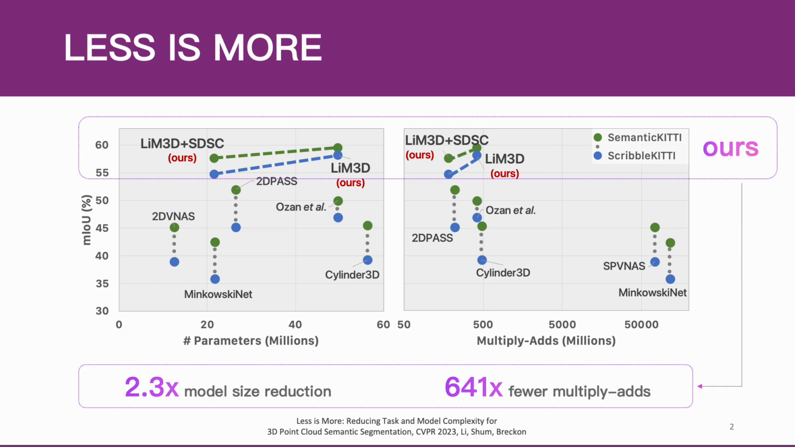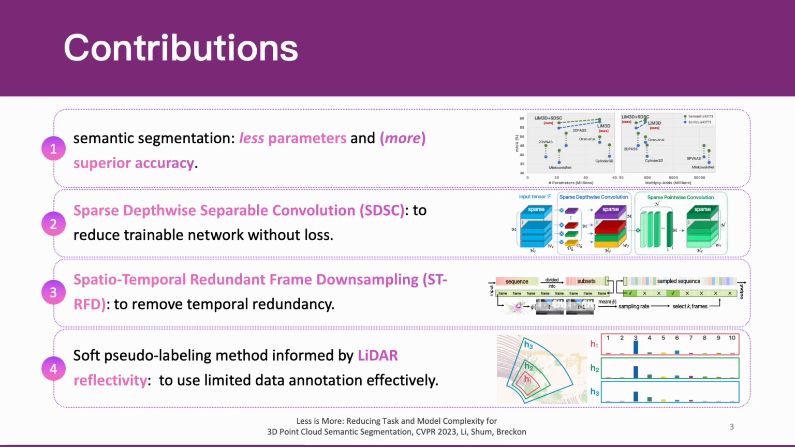Our method has a 2.3 times model size reduction and about 600 times fewer multiply-adds. Overall, our contributions can be summarized as follows. A novel method for LiDAR segmentation that uses significantly fewer parameters and offers superior accuracy. A novel SDSC module to reduce trainable network parameters. A novel ST-RFD strategy to extract a diverse subset for training by removing temporal redundancy. A novel soft pseudo-labeling method informed by LiDAR reflectivity to facilitate effective use of limited annotation.